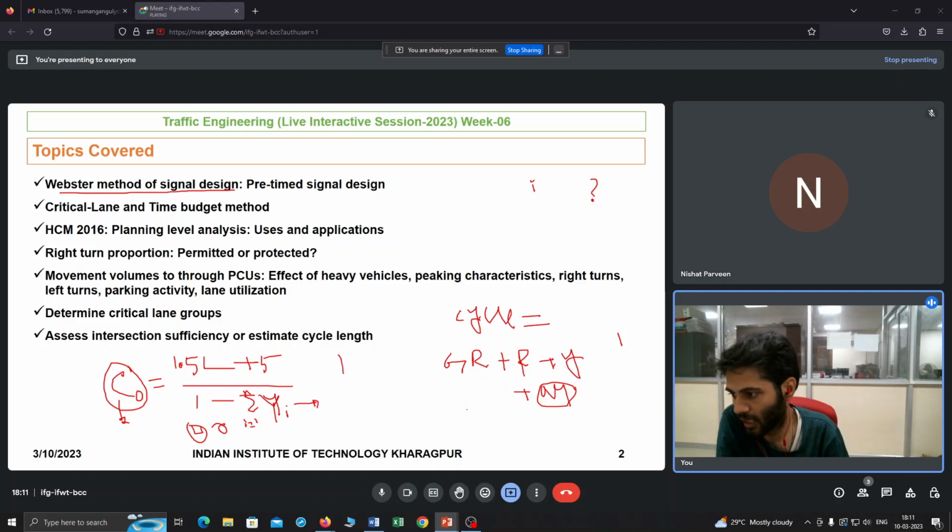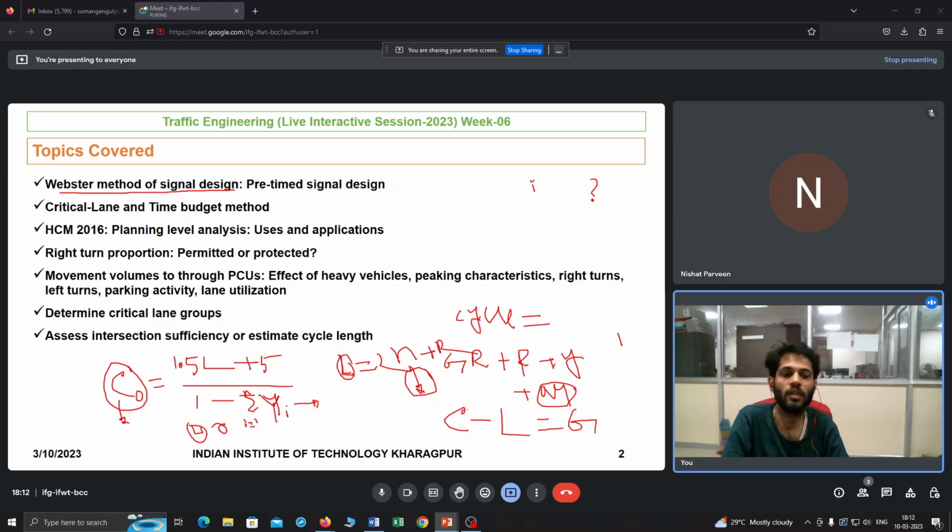So now, L is what? L is basically 2 into n plus your red time. So 2 into n depends on the number of phases. Basically L is your total lost time. Suppose your signal cycle is C and your lost time is L. So C minus L equals green, right? And this lost time will include your yellow time, your all red time, your usual red time, right? So this is called the total lost time.